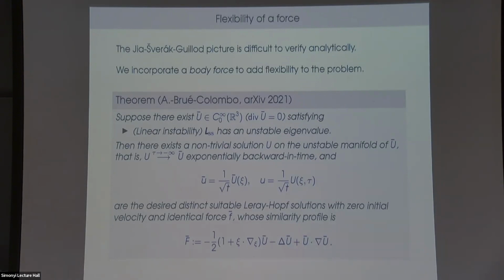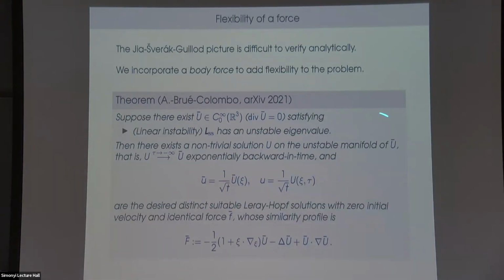So this is a criterion that we prove in the paper. Suppose that there's some similarity profile, capital U bar, which is smooth, compactly supported and divergence free. If you start rescaling this, you can form a self-similar solution out of it, like this. That's what we take as solution 1.